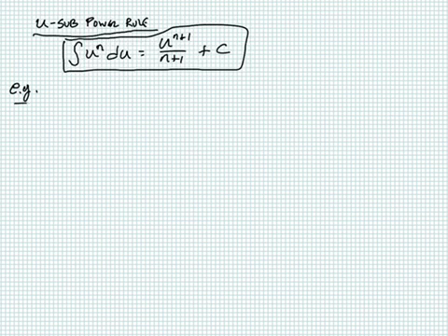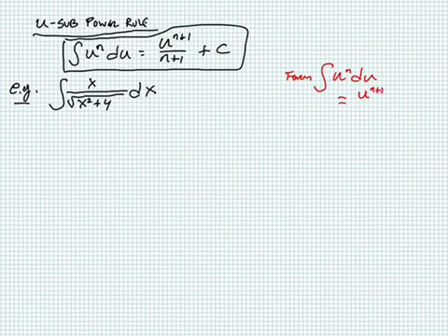This example will look a little bit tricky at first, but I want to find the antiderivative of x over the square root of x squared plus 4 dx. What I first need to figure out is what form I want my u substitution in. The form that I'm looking for is the integral of u to the n du, because that's going to give me my antiderivative of u to the n plus 1 over n plus 1 plus c.